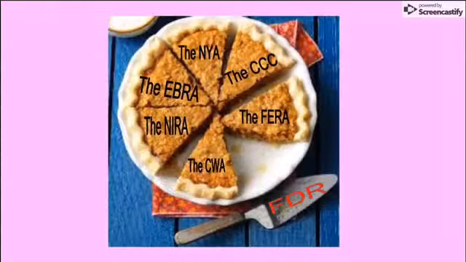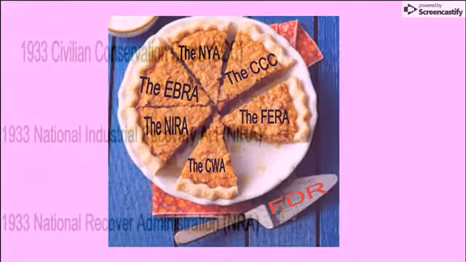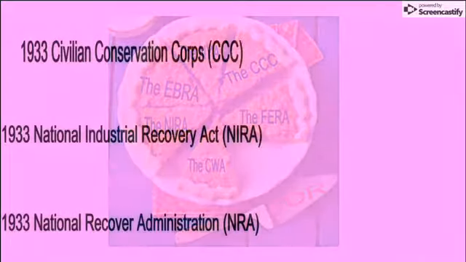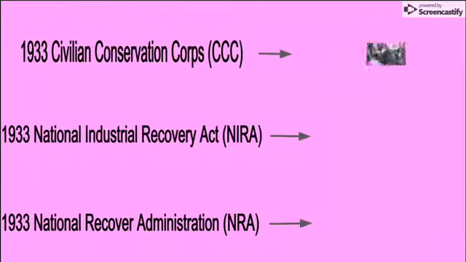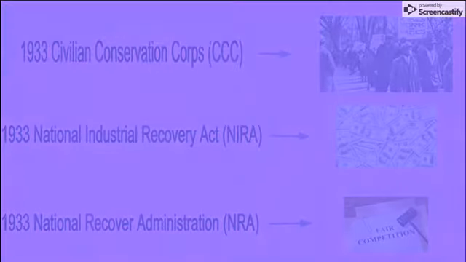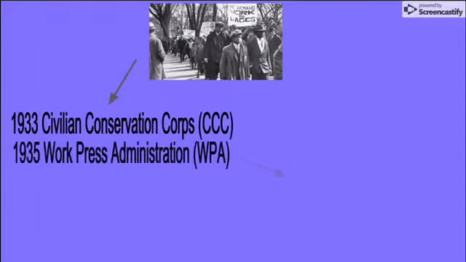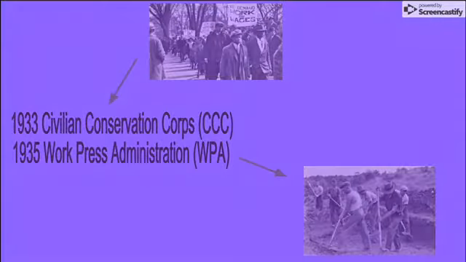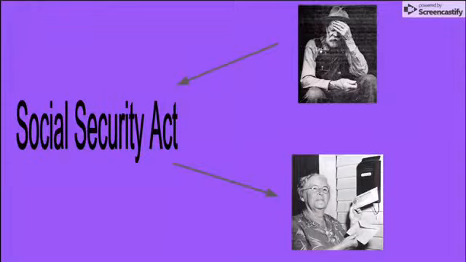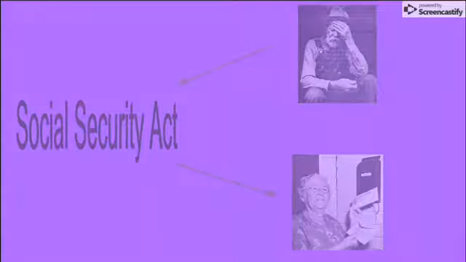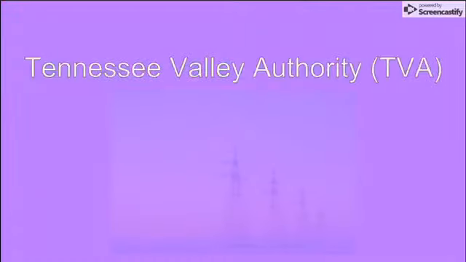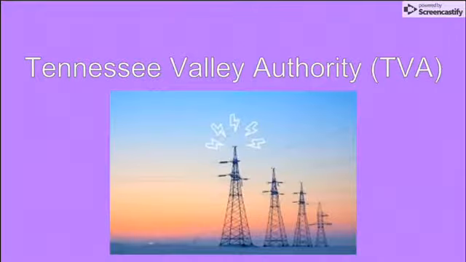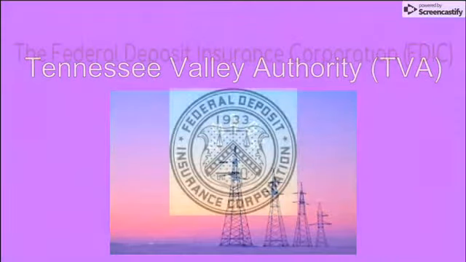There were many different types of programs that were a part of the New Deal. These programs had a variety of different intended purposes. Programs such as the Works Progress Administration and the Civilian Conservation Corps were designed to put unemployed people to work. The Social Security Act was created to provide financial relief to the elderly. Meanwhile, the Tennessee Valley Authority brought much-needed electricity to the rural areas in the South.